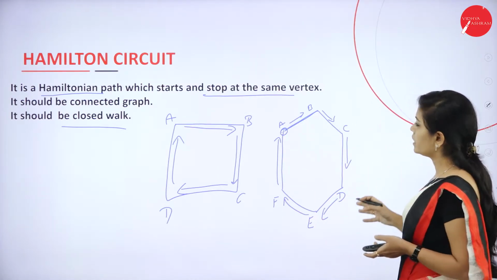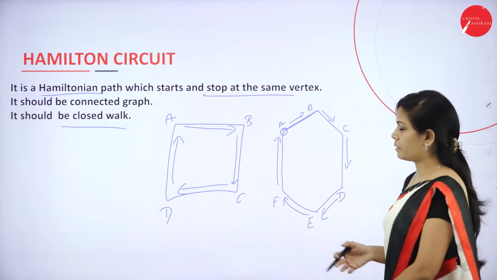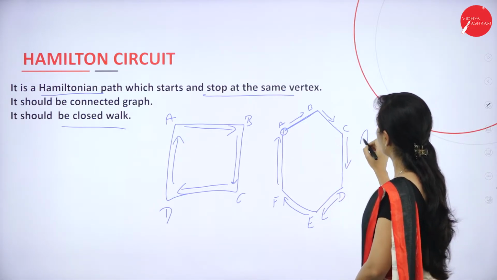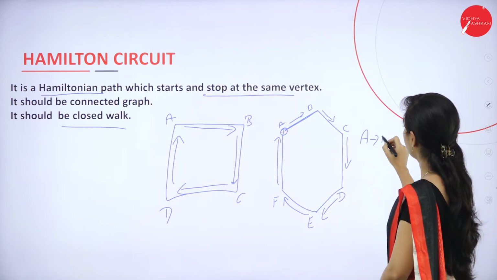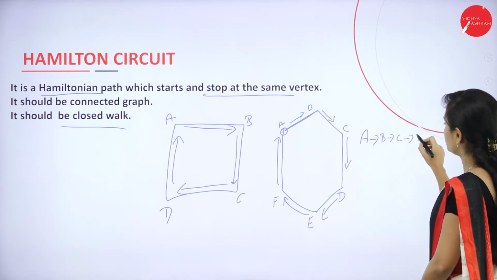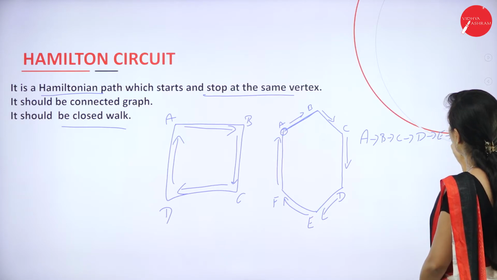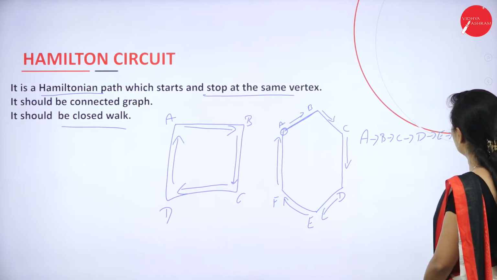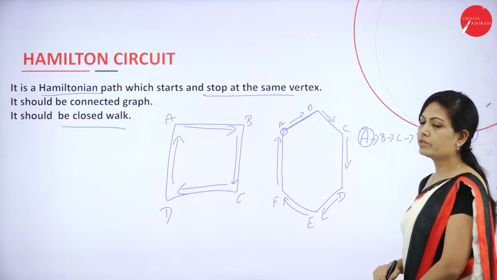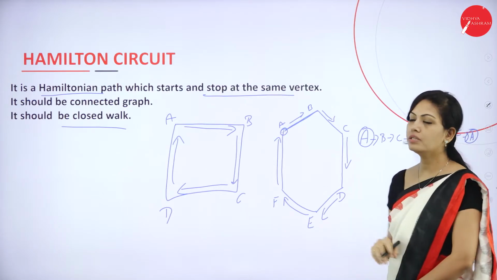So you have many examples, you can give any other example also. But you have to write the circuit A to B, B to C, C to D, D to E, E to F and F to A. So the starting point and ending point vertex should be the same in a Hamilton circuit.